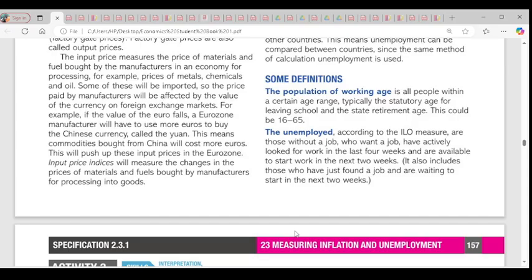So some definitions here. The population of working age. This is the population in the age category between leaving school and retirement age. So the working age is those between leaving school, that's the school leaving certificate, and the retirement age. So let's say 16 to 65. Do you understand? Yes. So that is the working age or the working population. Clear?